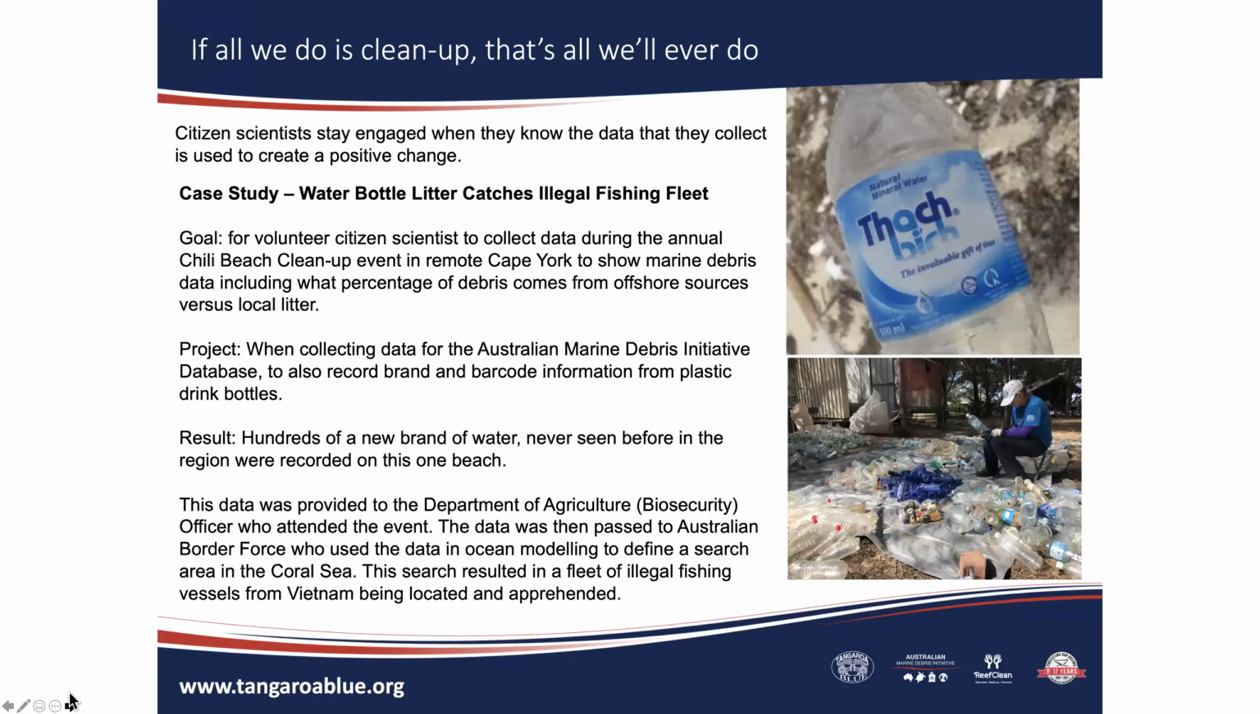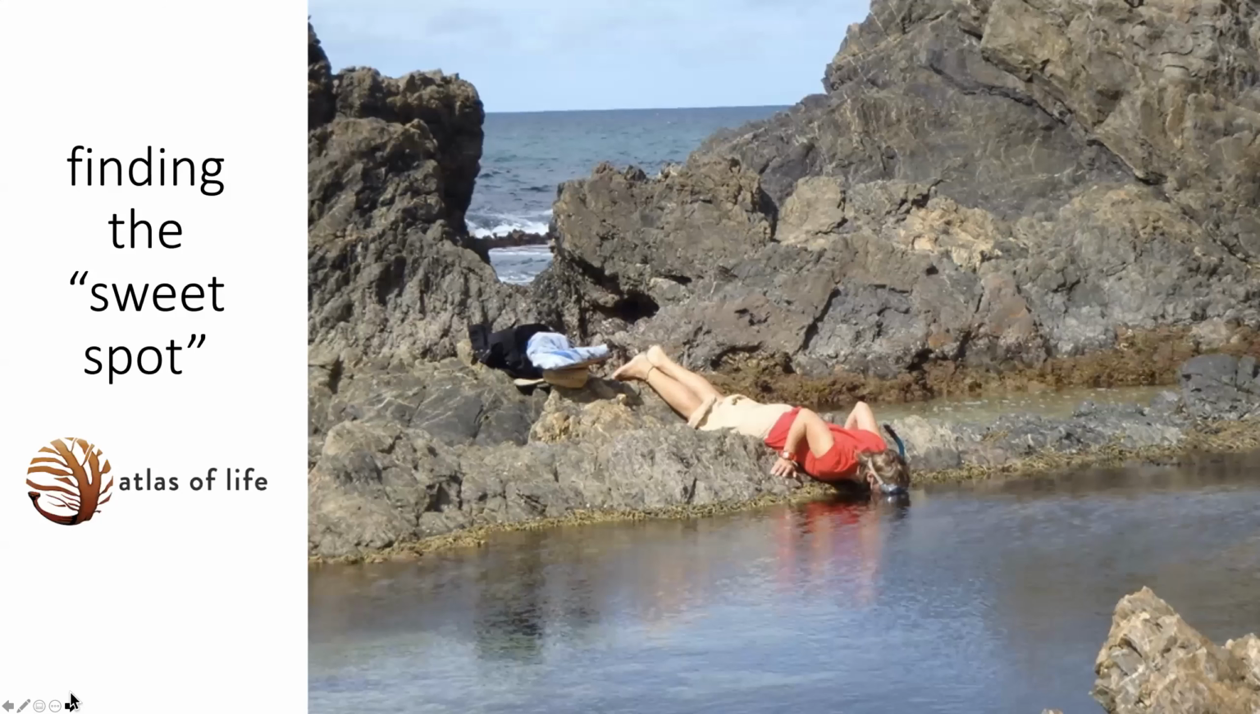And this is just a little case study from them. They found in one place all these bottles that they didn't recognize, and they tracked them back to the source. And they passed the information on to the Australian Border Force, who then used ocean modeling to define a search area in the Coral Sea. And they found a fleet of illegal fishing vessels from Vietnam. So there's a nice little circular story there that I wanted to share.